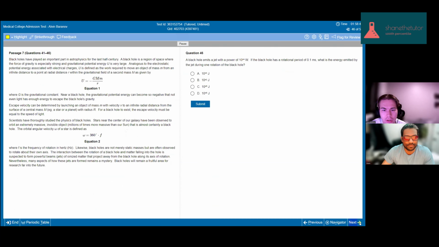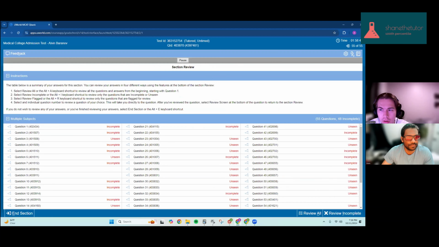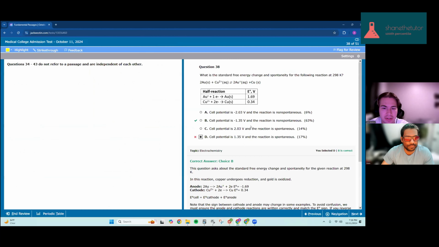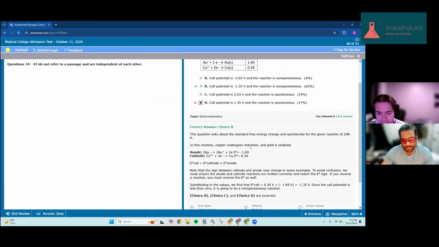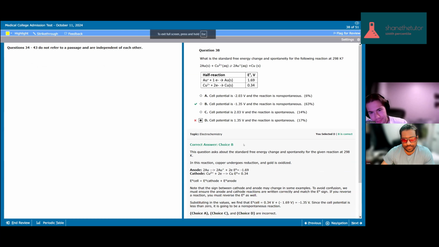And also, I was doing, as I said, I've been trying to get better at the electrochem stuff. I was doing a Jack Westin passage or a practice set here. I was just a little confused because they just ask us for, it's straightforward, the cell potential and if it's spontaneous or not.